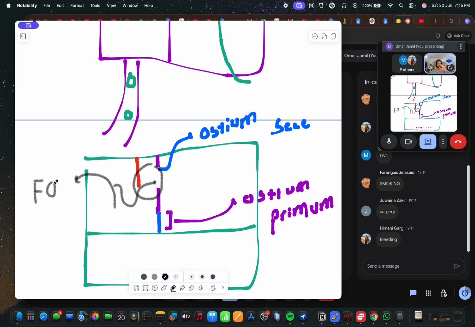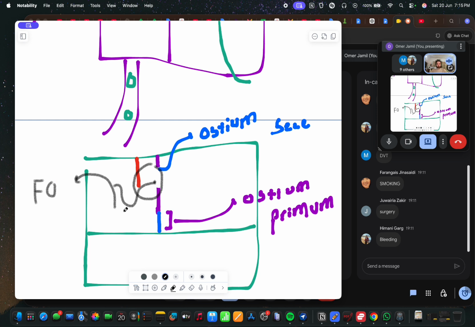We had a small ostium primum. That's going to later on get filled with tissue. Later on, we're going to have small perforations within the septum primum itself. That's ostium secundum. And then later on, the septum secundum will form, and this whole passage that you see, that's basically your patent foramen ovale.